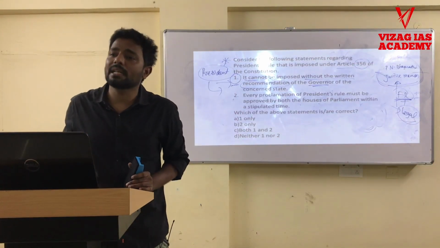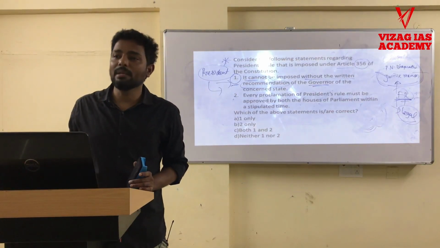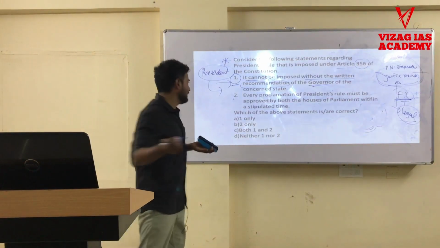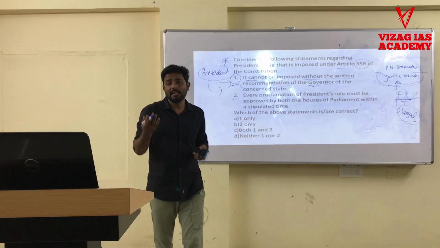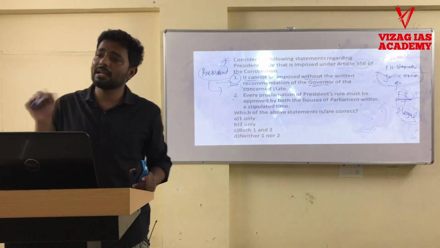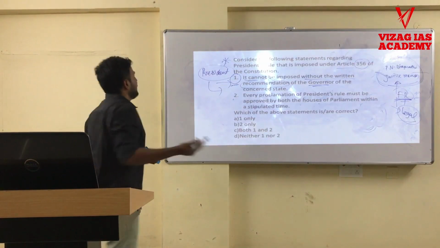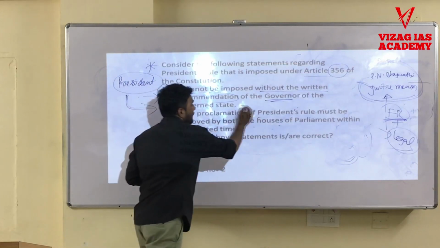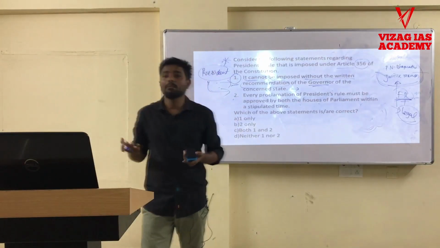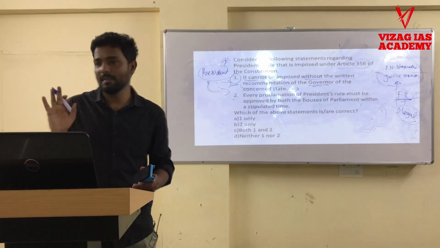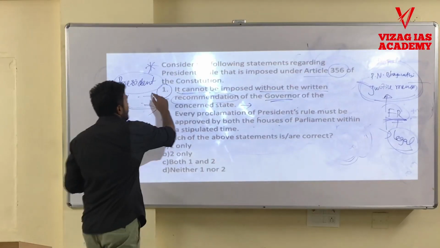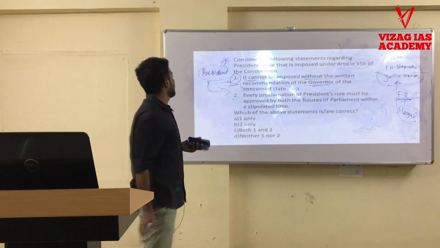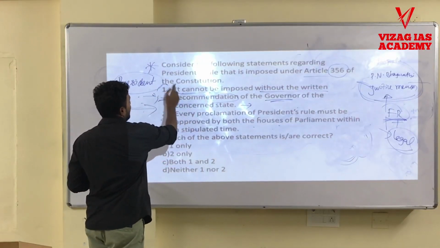So what if the governor doesn't recommend? The president should not impose? What is the governor? He is an agent of the center. Though he is a constitutional authority, he is appointed by the president under his hand and seal. So it is implied that the governor's recommendation in this regard, though desirable, is not always necessary. It is not mandatory. Which means the president can impose president's rule with or without the recommendation of the governor. So the statement that it cannot be imposed is wrong.